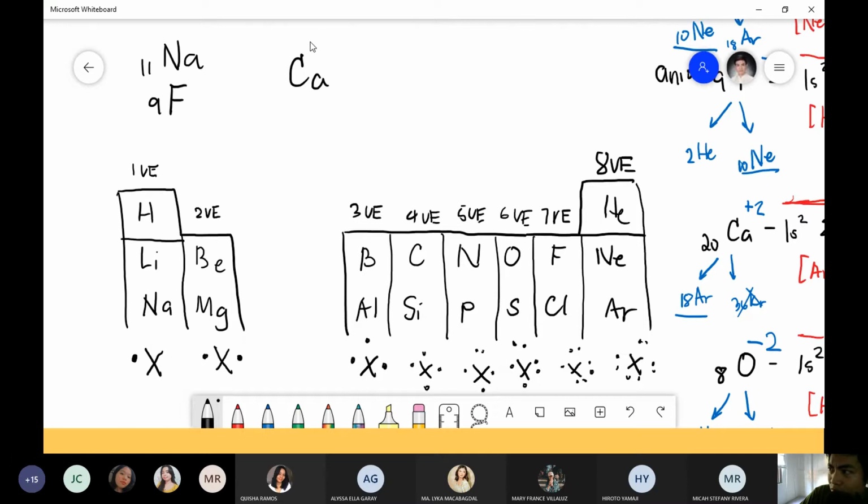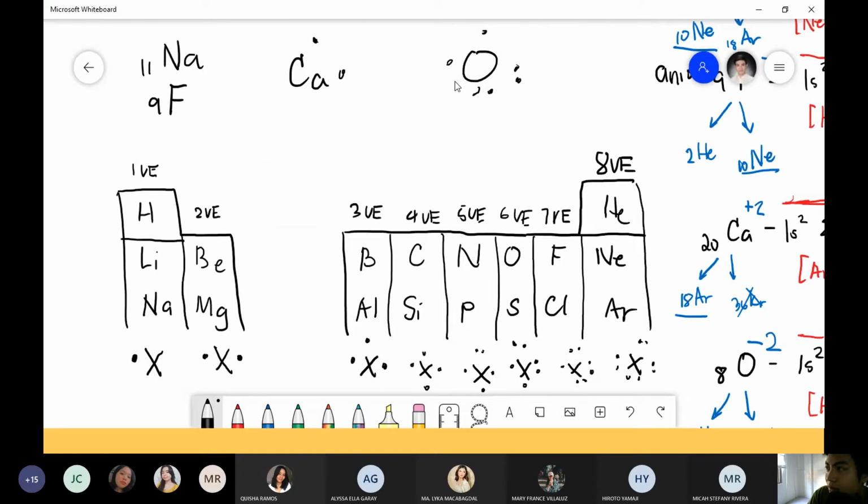Calcium is in group 2, so I will write 2 dots. Again, the placement of that doesn't matter as long as they are not paired. So you can place your next dot here or there, it's up to you, but I want it here. Then for oxygen, again, the placement of the dots doesn't really matter as long as the first four are unpaired. And then if you have excess electrons, you just pair them next.